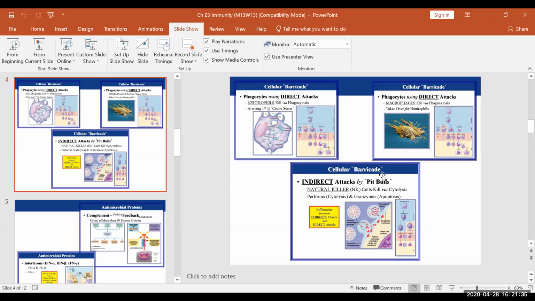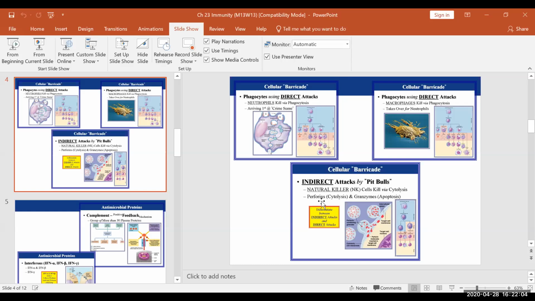The other component, indirect attack, is done by natural killer cells. These natural killer cells are another example of white blood cells. They are like cops. They basically provide surveillance to the entire body 24/7, looking around for any potential pathogenic agents lurking in the background. And when they recognize them, they release proteins.